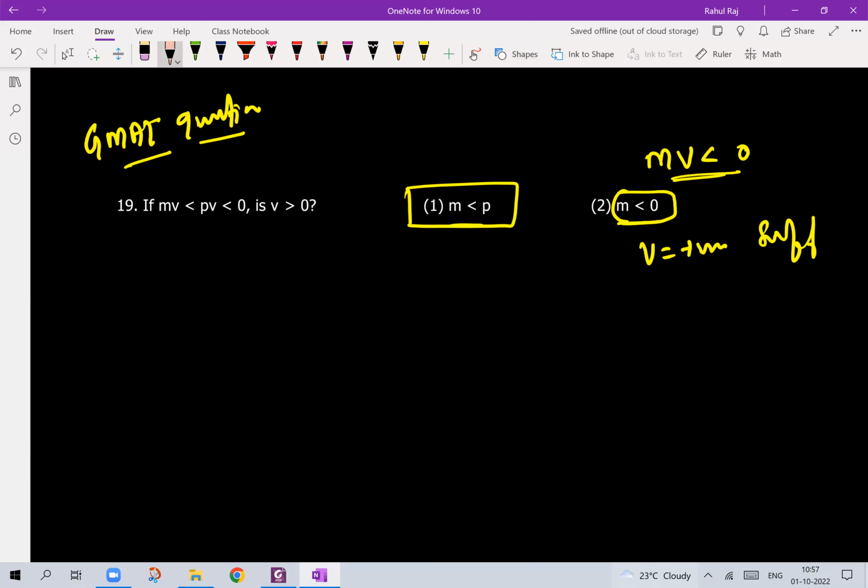So it says that M is less than P. And what is the information it's giving me? That MV is less than PV is less than 0. Now by looking into the question and the information, can I actually find out one thing, that M and P are of the same sign and V is of opposite sign?